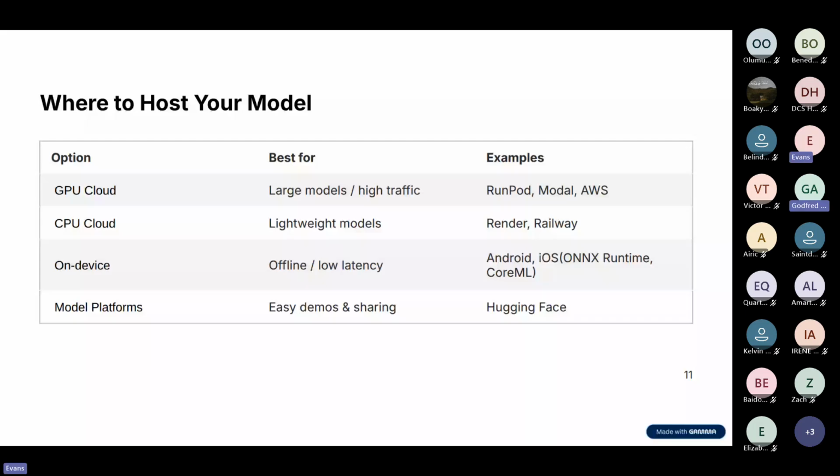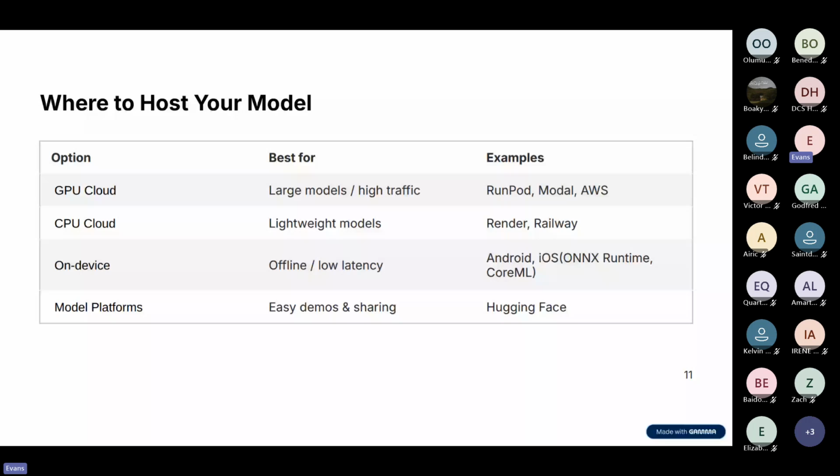So GPU clouds, that's the best. It can host large models, and also if your traffic is high, a lot of people are making requests to the model, it works faster, right? So examples of these platforms, we have AWS, RunPod, Modal. I think the cheapest is RunPod, followed by Modal, right? So you want to look at these platforms if you want to host on a platform with GPU.